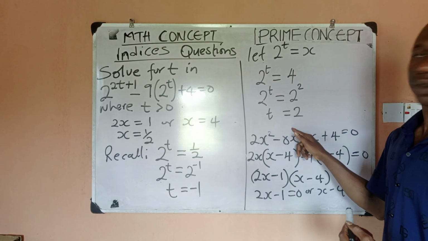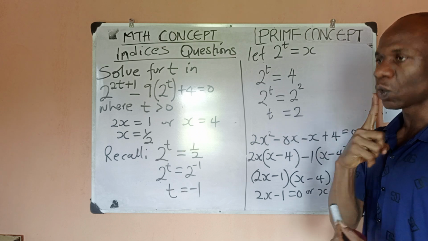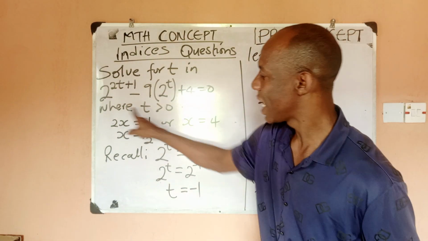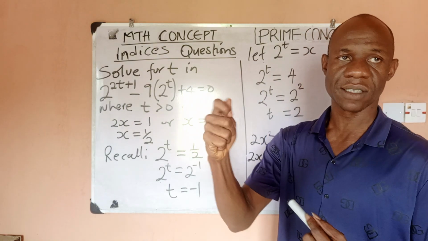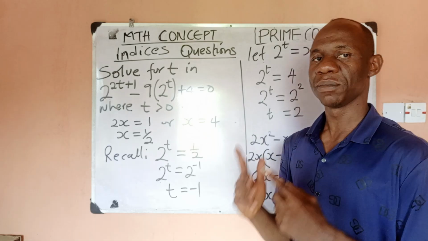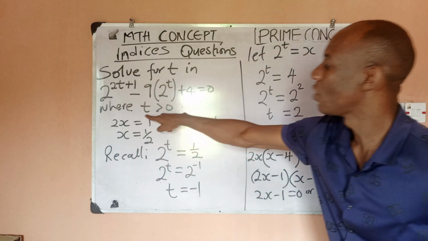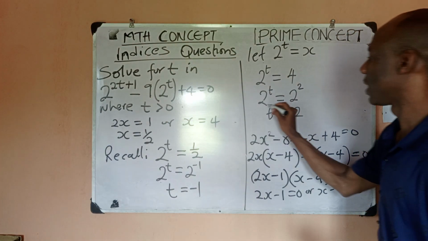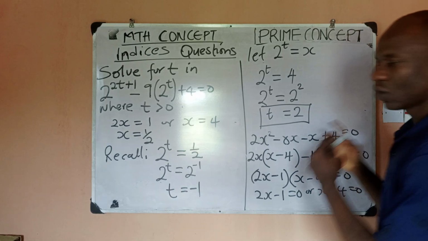But one of the things you will notice is that the question restricts you to one value. So the question says you should solve for t where t is greater than 0. Simply means t is positive. So when you see greater than 0, it means positive. When you say less than 0, it means what? Negative. So they say where t is greater than 0, it means we are only interested in the positive value of t. So therefore, what is our answer? Our answer is just t equal to what? 2. So this is the answer to this problem.